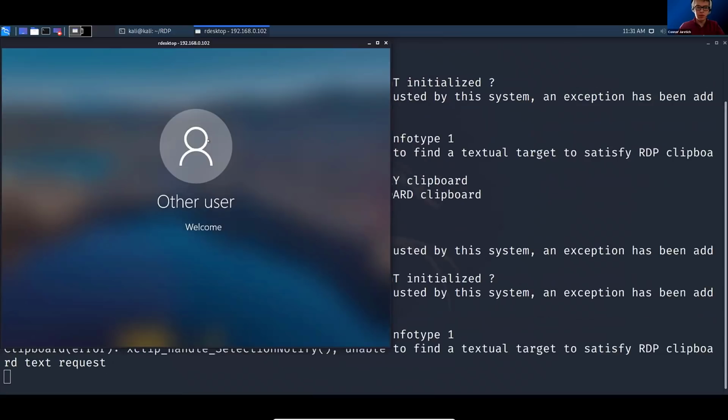Let's see, we're getting a welcome screen. It's going to take a little while because we just made this account, so it's doing an initial account setup.